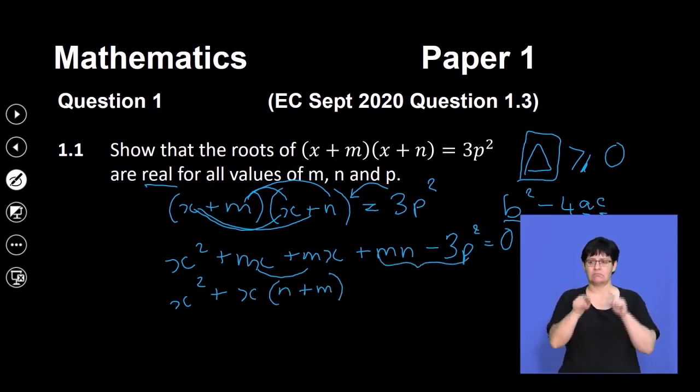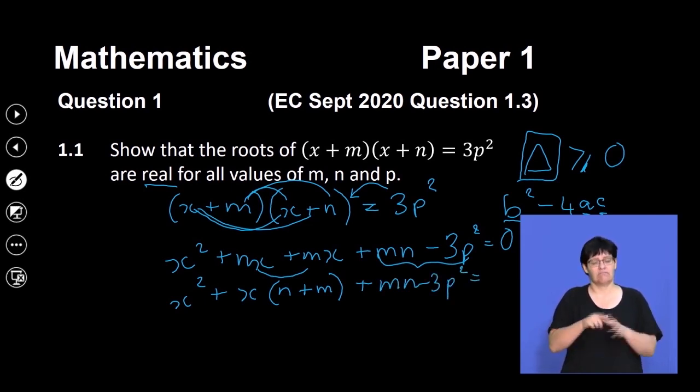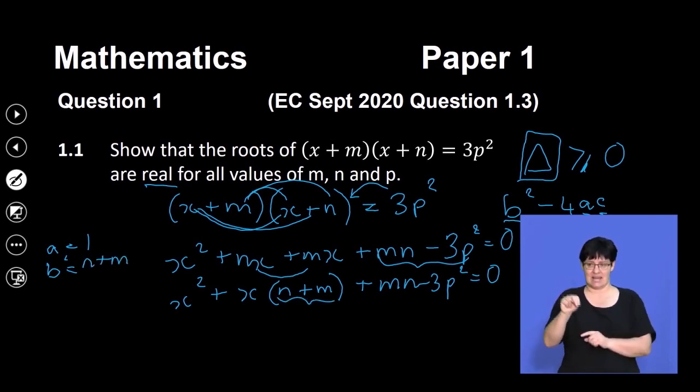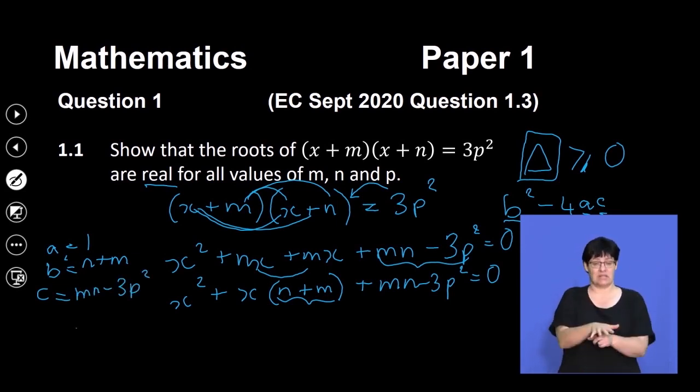Now, these two terms are effectively the constant in this expression. So we're going to keep those at the end, and that is the constant, which, as we know, is equivalent to c. Now that this equation is in standard form, we can extract the values of a, b, and c. So I'm just going to do it over here. We've got a is equal to 1. b, which is the coefficient of x, is equal to n plus m, and c is equal to mn minus 3p². Okay, so now to calculate the discriminant, I'm going to do b² − 4ac.